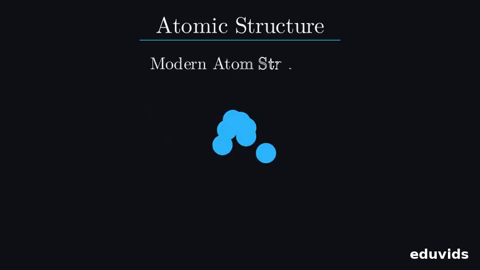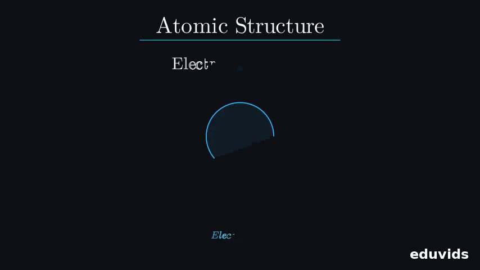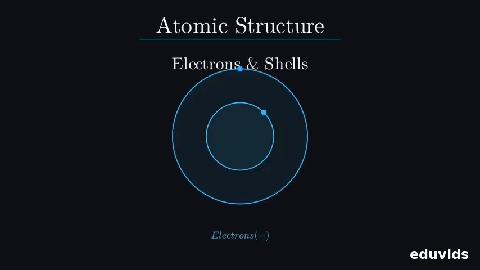Now modern science shows an atom has a dense center called the nucleus. The nucleus contains positively charged protons and neutral neutrons. Protons determine the element and are equal to the atomic number. Neutrons add mass but do not affect charge. Surrounding the nucleus are negatively charged electrons that occupy energy shells. Electrons are arranged in shells according to the 2-8-8 rule for larger atoms.